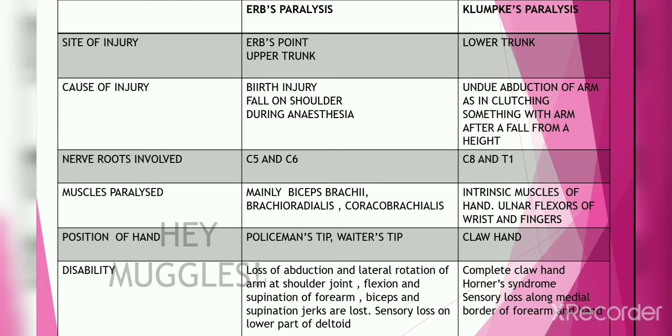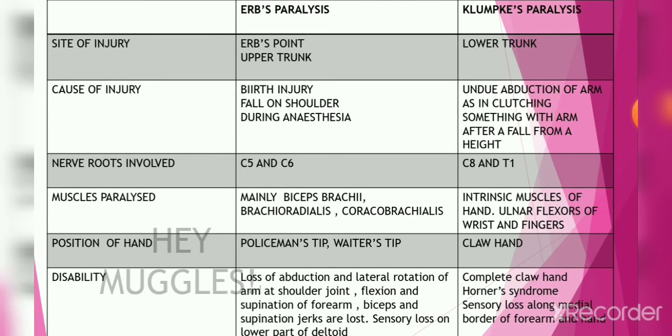So, in your Erb's paralysis, there is a separation of the head from your shoulder, which is mostly due to birth injury, right? While delivery of the baby, there can be separation of the head from the shoulder of the baby and can cause your Erb's paralysis. If there is a sudden fall on the shoulder, it can also cause your Erb's paralysis. Or sometimes it is due to anesthesia also, right?